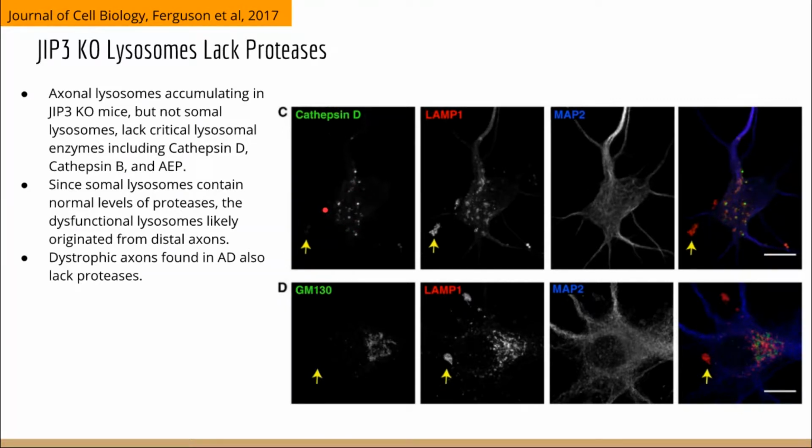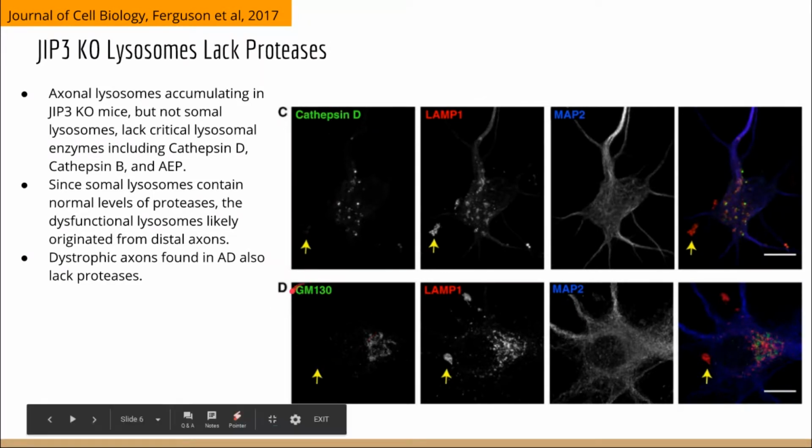What this means is that these lysosomes that are stuck in the axon swellings right here are not derived from the cell body, because lysosomes in the cell body have adequate proteases and are functioning fine. Rather, these organelles that lack proteases must originate from distal axons, locations such as the synapse.